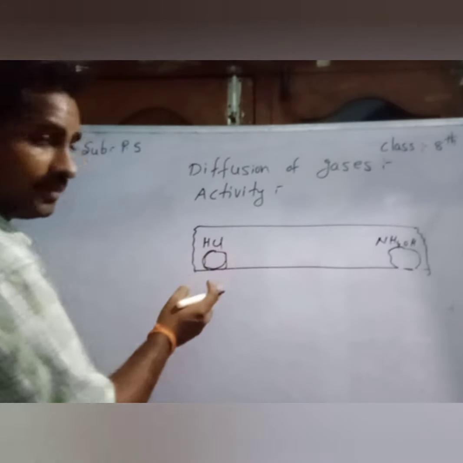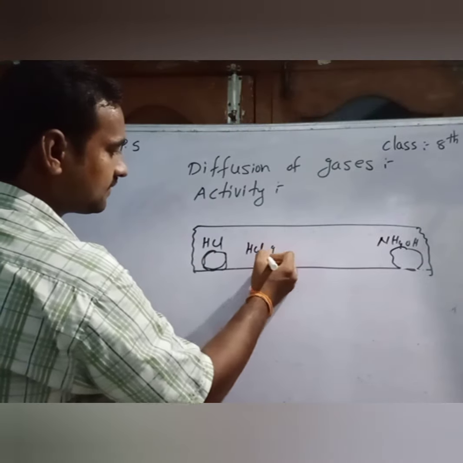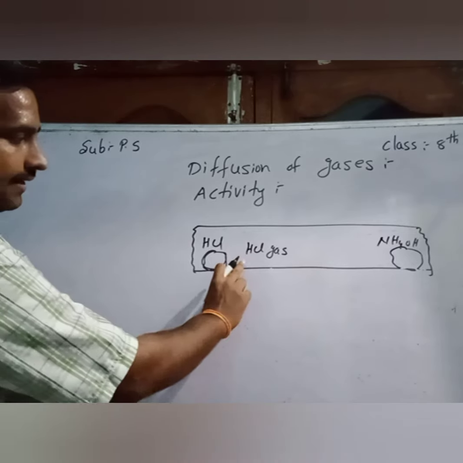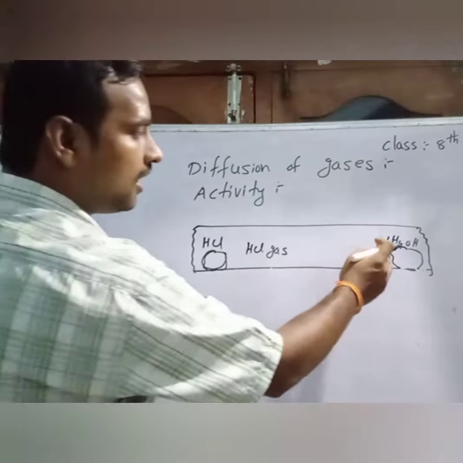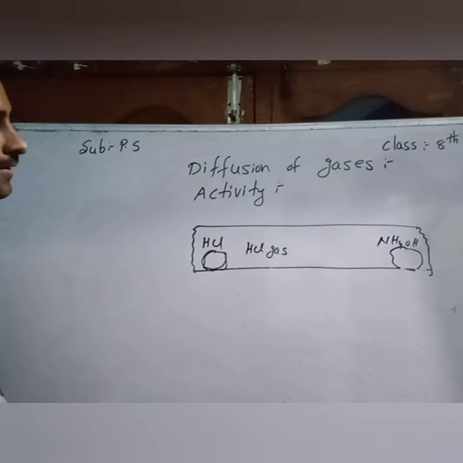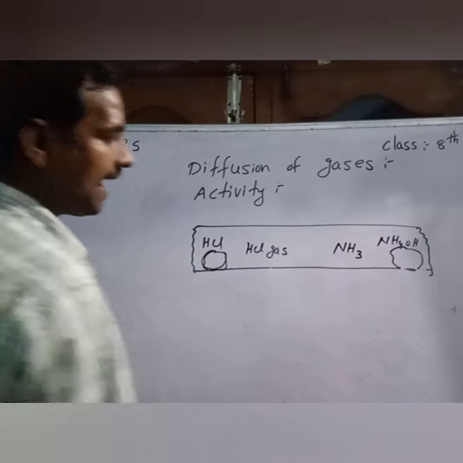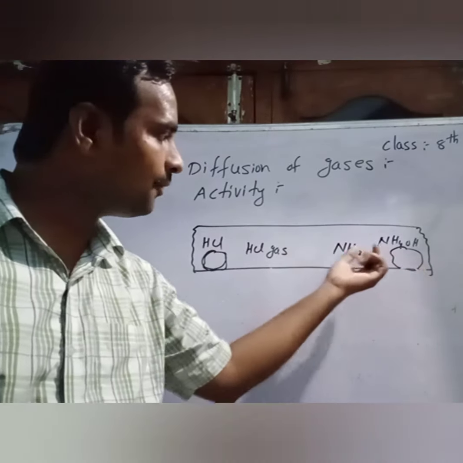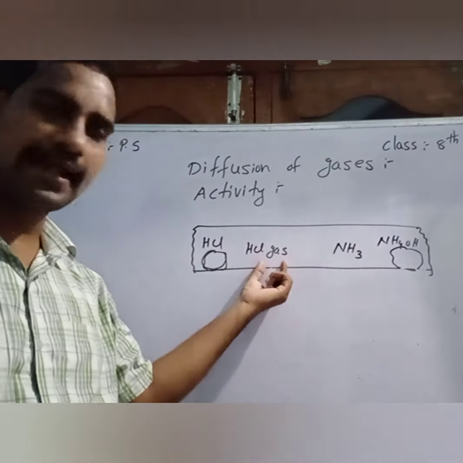So after a few minutes, HCl gives HCl gas, hydrochloric gas. In the same way, after a few minutes, ammonium hydroxide gives ammonia gas. So ammonia gas formula NH3. Clear? So ammonium hydroxide gives ammonia gas. Hydrochloric acid gives hydrochloric gas.